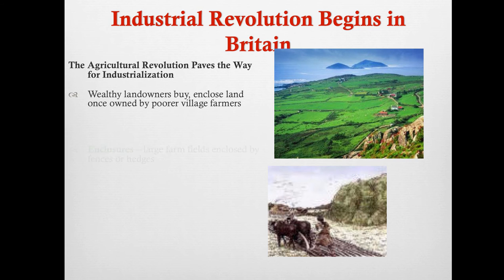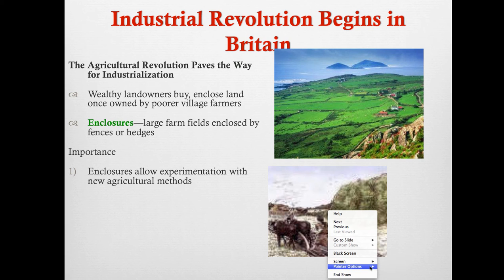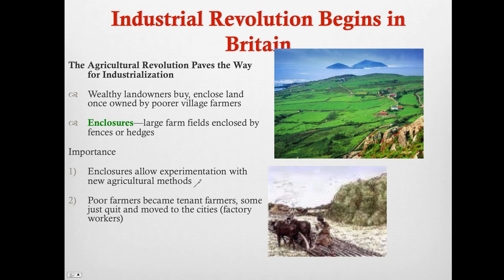So what we see are these enclosures. These rich landowners would buy these enclosures, and what they could do then is allow them to take more risks and do more scientific farming here. And then the poor farmers either had to become tenant farmers, or some quit and moved to the cities. So these enclosures, these large areas, big deal.